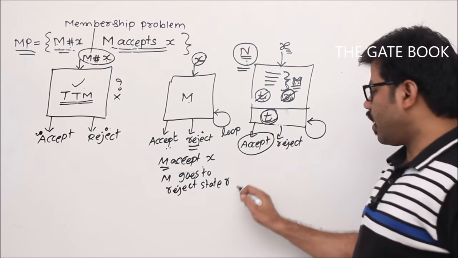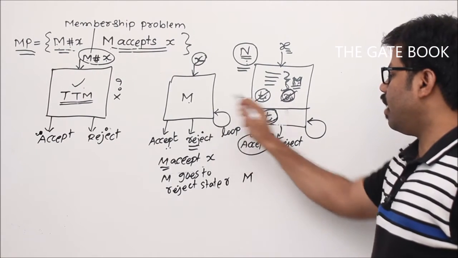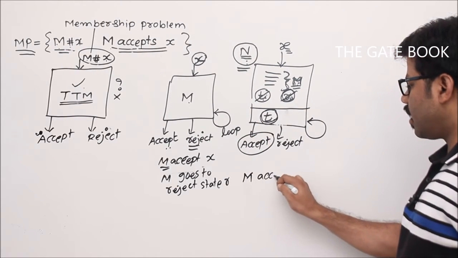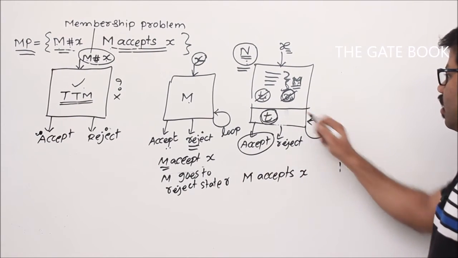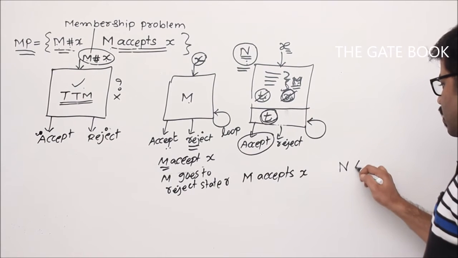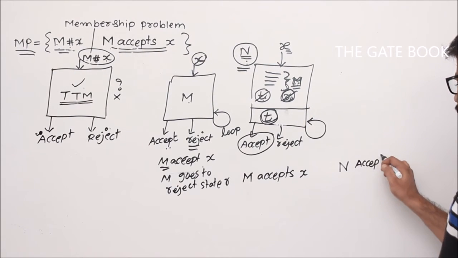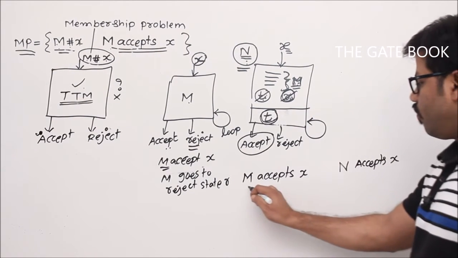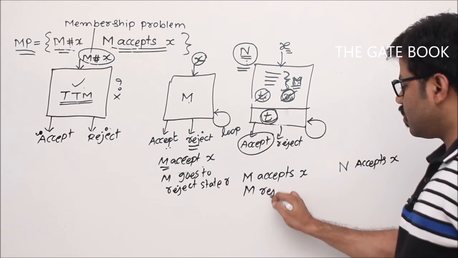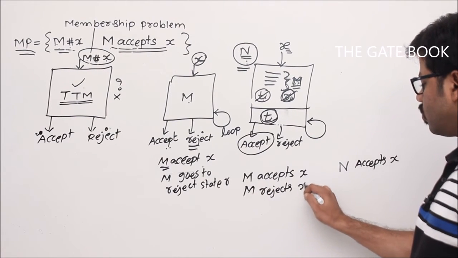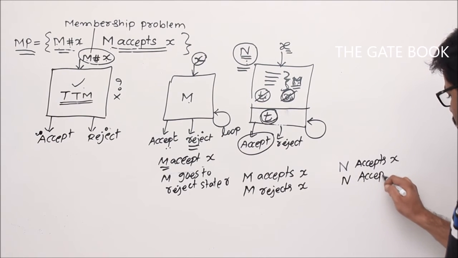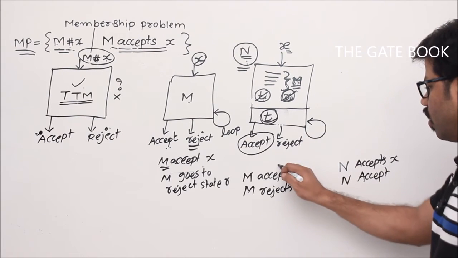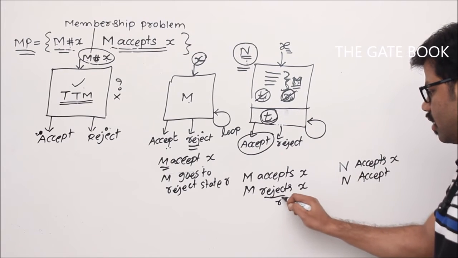Remember it. Okay, now can I say like this? The relation between M and N is like this: if M accepts X, then definitely N accepts X. Remember it. Correct? If M rejects X, then here also N accepts X. Here rejecting means going to reject state. Okay, that is my intention.